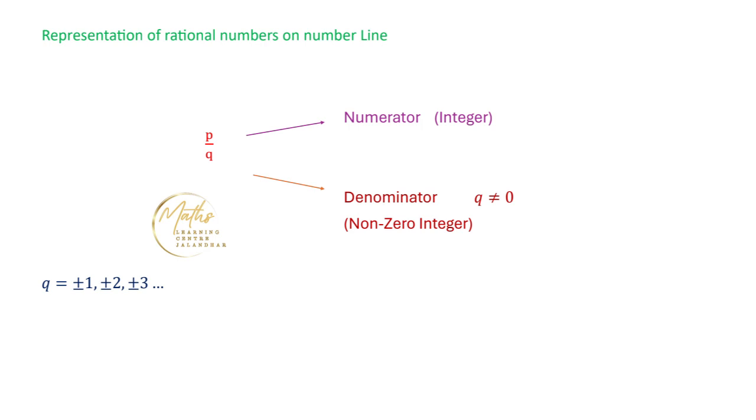Corresponding to different denominators, we are going to show that we can represent every rational number on the number line. First of all, we consider the value of q equal to 1, that is, all those rational numbers with the denominator 1. If the denominator is 1, then the rational number becomes p by 1, that is equal to p, and p we know is an integer.